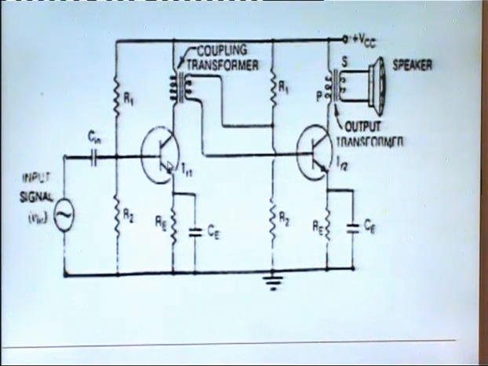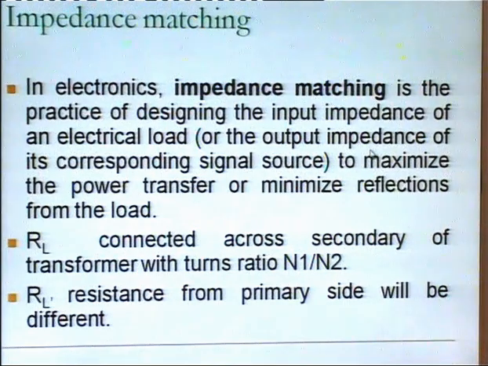Transistor TR1 amplifies the signal first, again this amplified signal is the input to the transistor T2, it is amplified further and this output is given across your output transformer. Now, we are discussing here that impedance matching is provided by the transformer. What is impedance matching? It is the practice of designing the input impedance of an electrical load to maximize the power transfer or minimize the reflections from the load. That is, in simple terms, P out is equal to P in, the maximum power output with respect to your input that is given to the circuit.